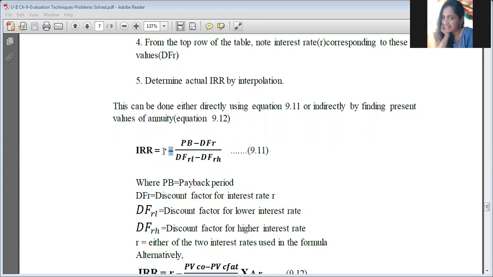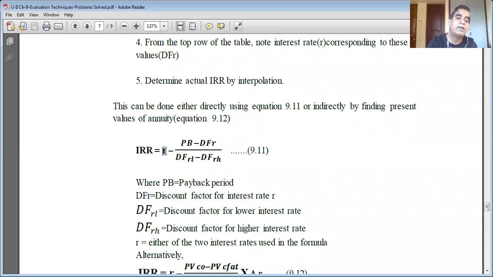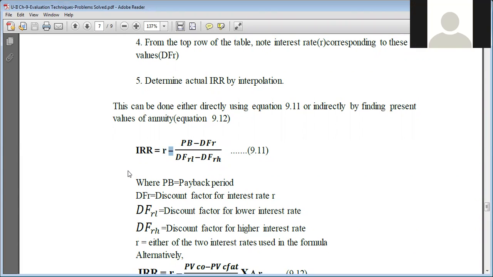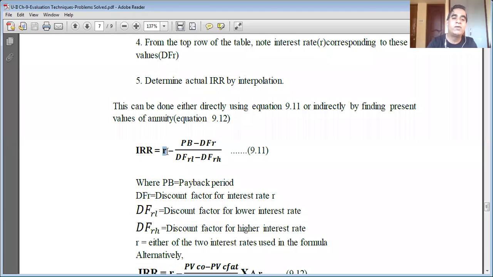You can choose either the higher rate of interest or the smaller rate of interest. What if I choose 8 here, r as 8? What will happen to this sign? Plus, sir. Very good. Many students replied. It will become 8 plus this fraction, because the internal rate of return is between 8 and 9. So if I write 8 here, the smaller rate of interest, the sign will become plus. Remember, these are basic things.